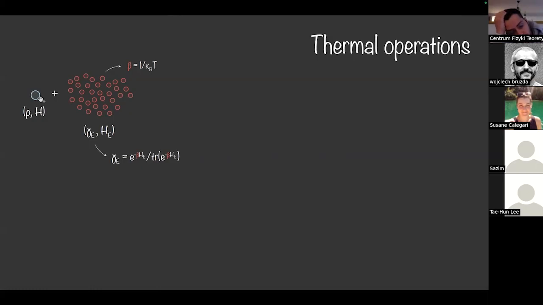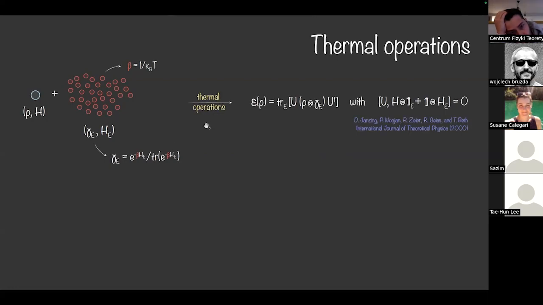The assumption here is that this bath is described by some inverse temperature beta and is prepared in a thermal Gibbs state. Thermodynamic transformations will be modeled by the notion of thermal operations. Thermal operations are CPTP maps that encode the laws of thermodynamics. And they are very, very general. Their generality comes from the fact that we represent this set of operations in the following way.